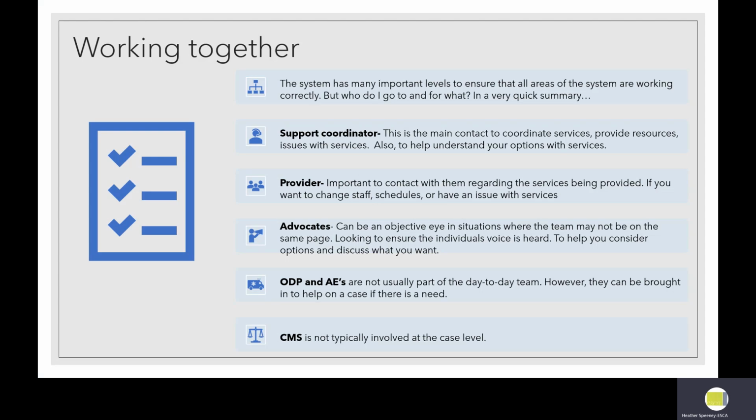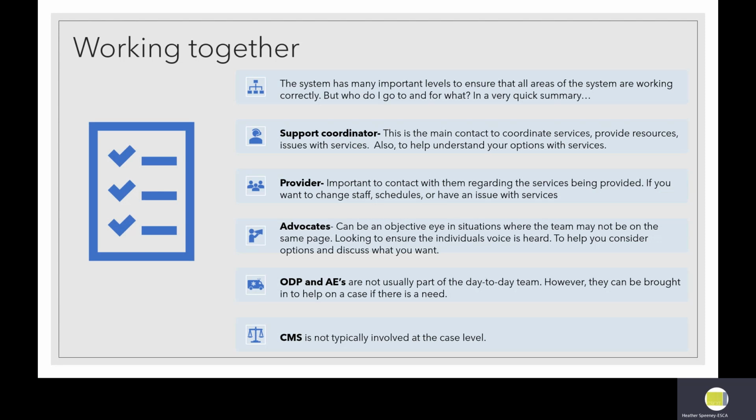So how does this all work together? Typically, your supports coordinator is your best contact for questions. Providers are important to contact when you have questions about your services. If you want to change staff, have schedule questions, or concern with your services, you would reach out to your provider. Advocates can be an objective eye in situations where the team may not be on the same page, looking to ensure the individual's voice is heard, to help you consider options and discuss what you want.